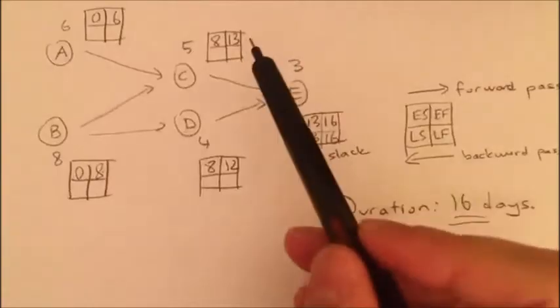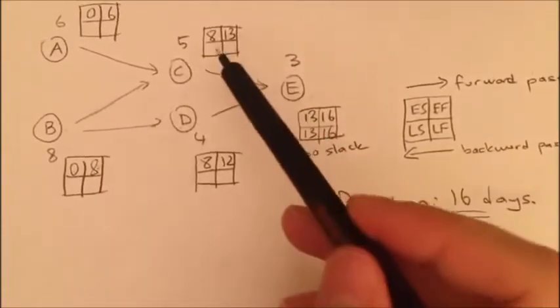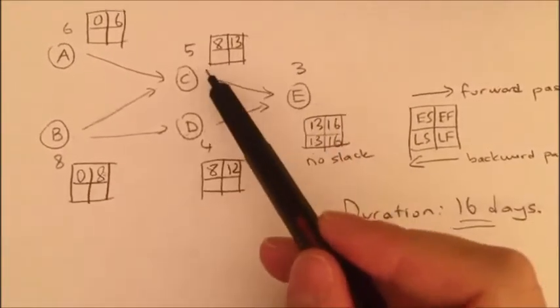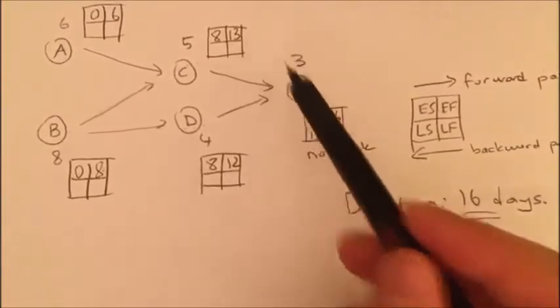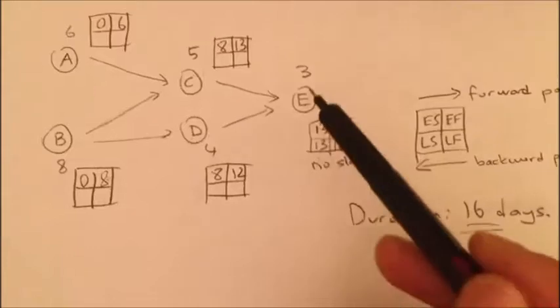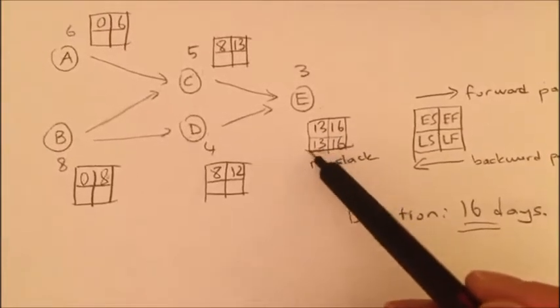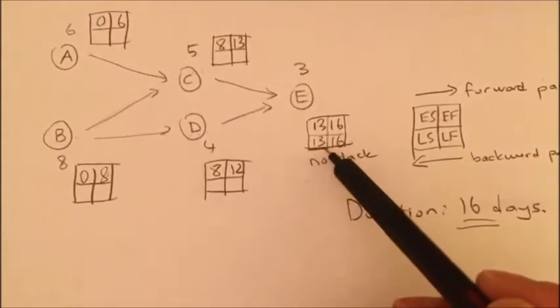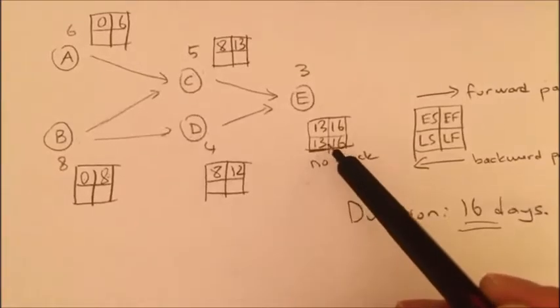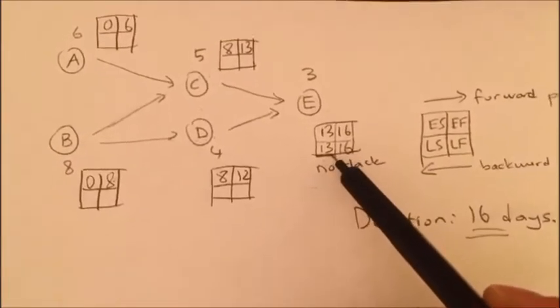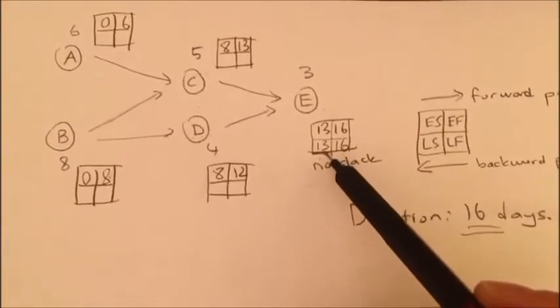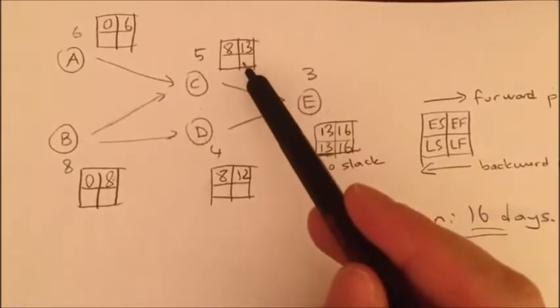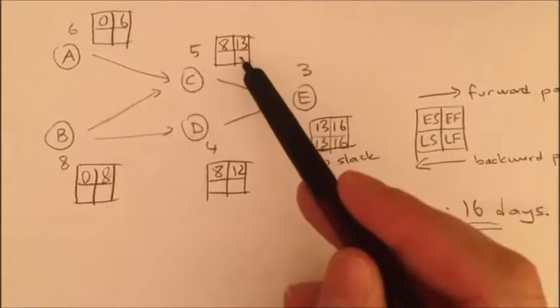Now look at C. C needs to come after, so C comes before E. So in order for E not to be delayed, I cannot delay the finish time of C later than the start time of E. Otherwise, E cannot start at 13. So C has to finish by 13.